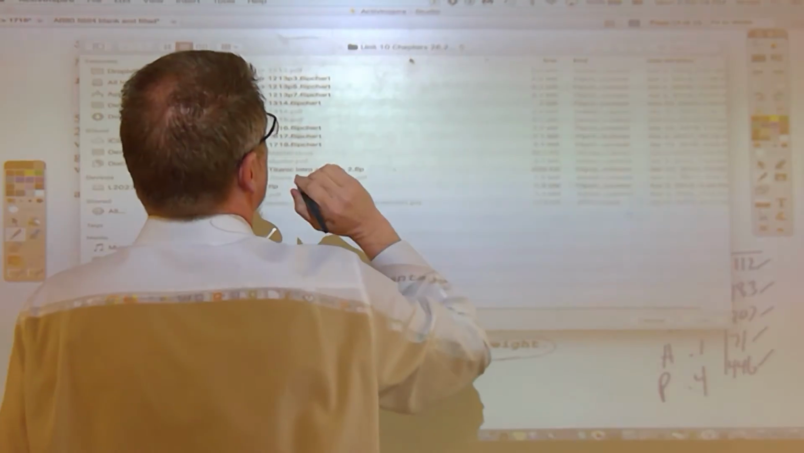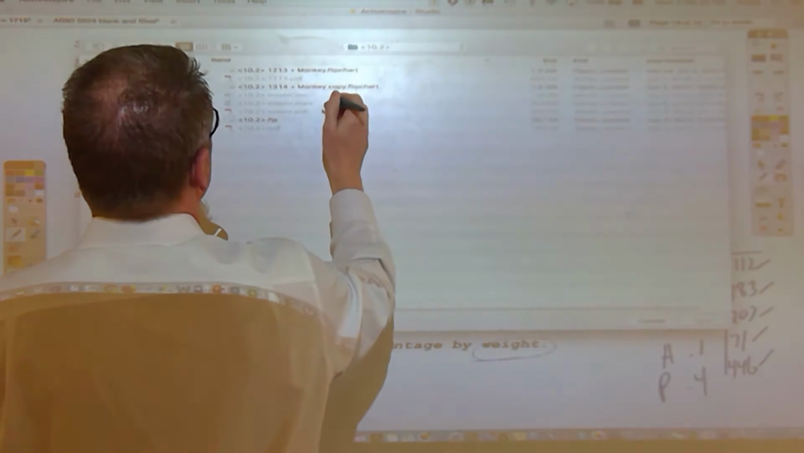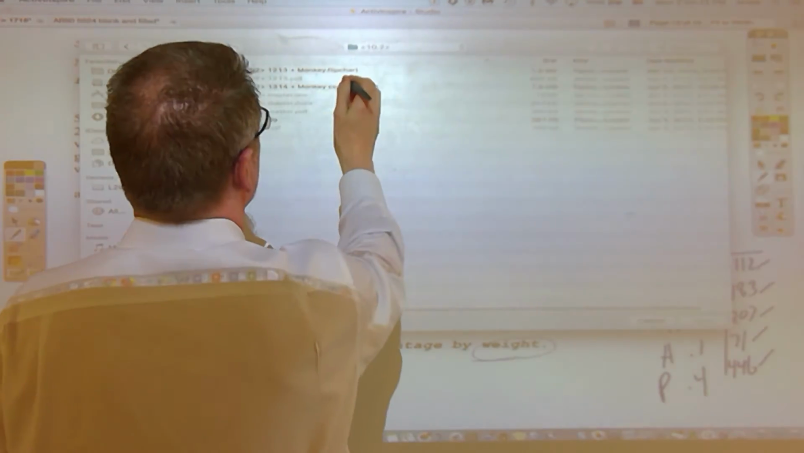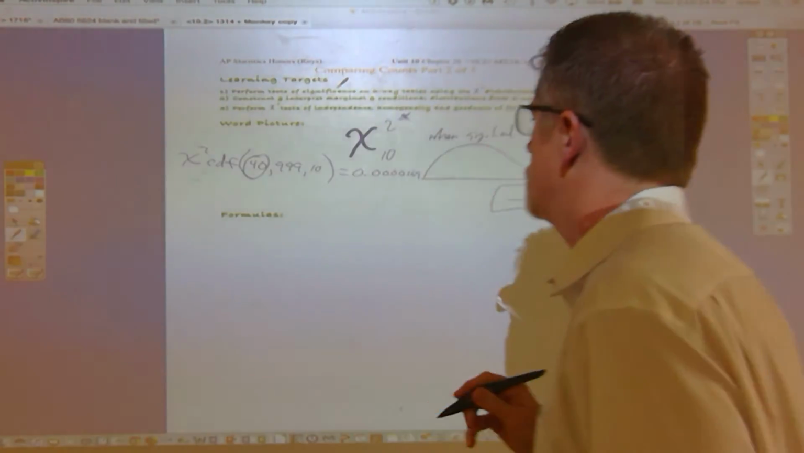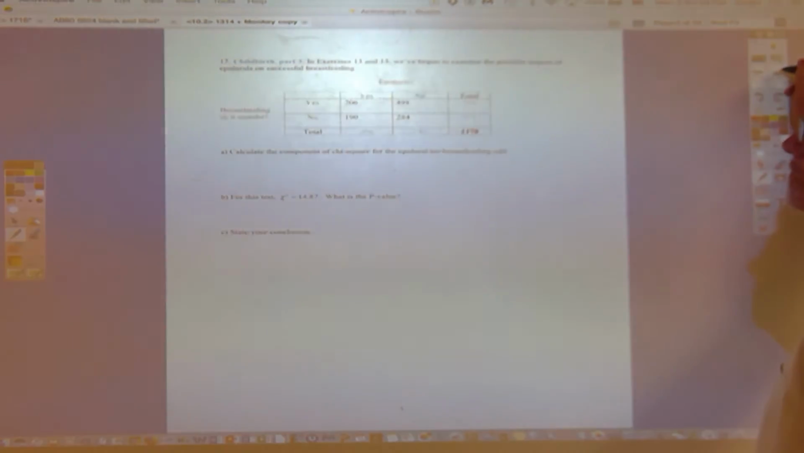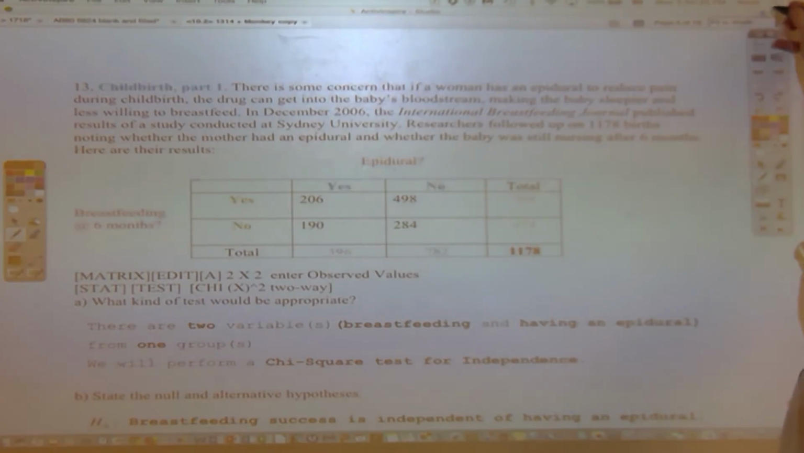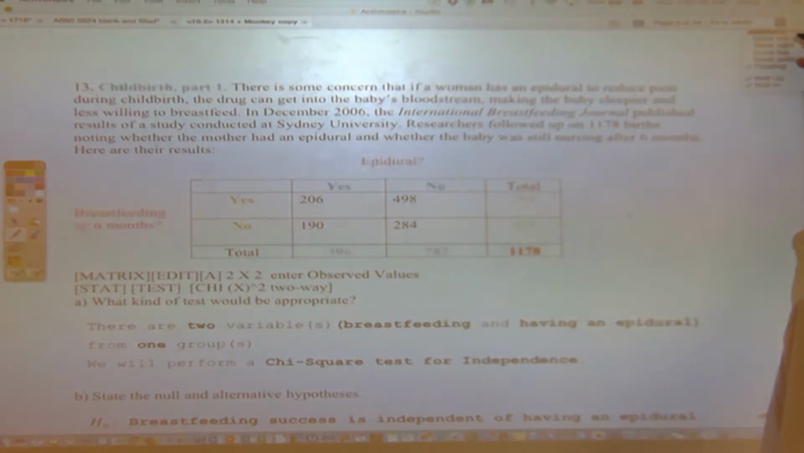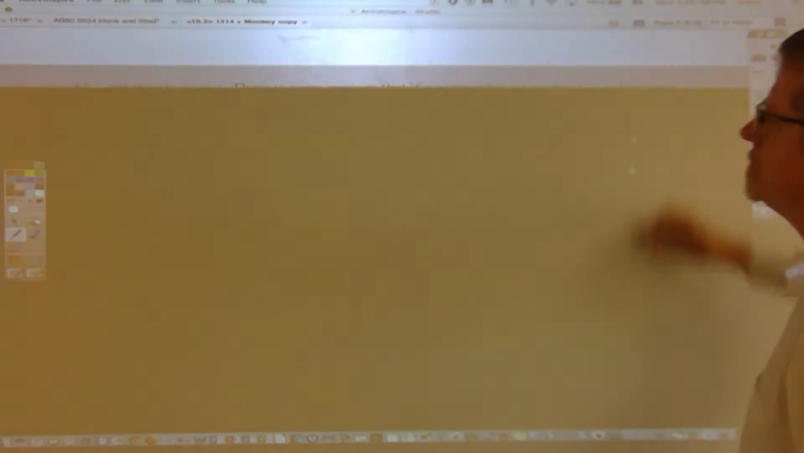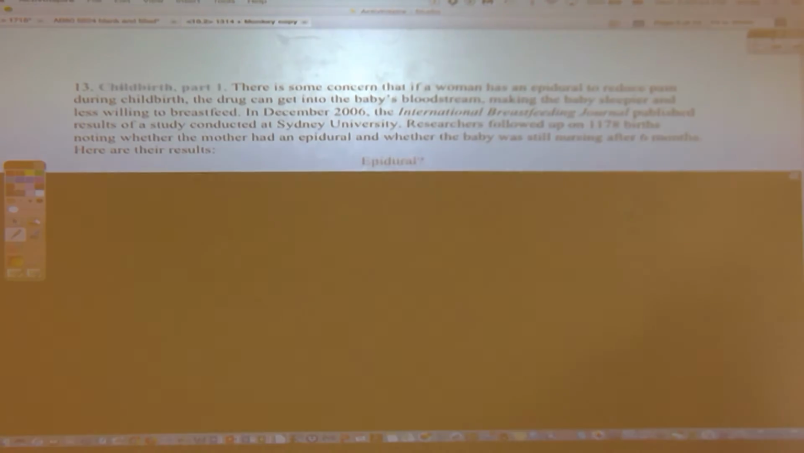Fortunately, part 2 of 3 is a short one. And we'll go. Let's go straight to page 2. Okay. Oh, good. Childbirth. So. Let's take a look at childbirth part 1.